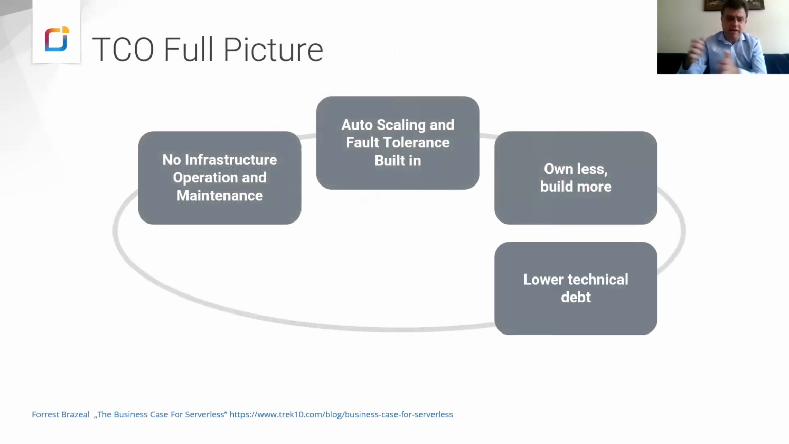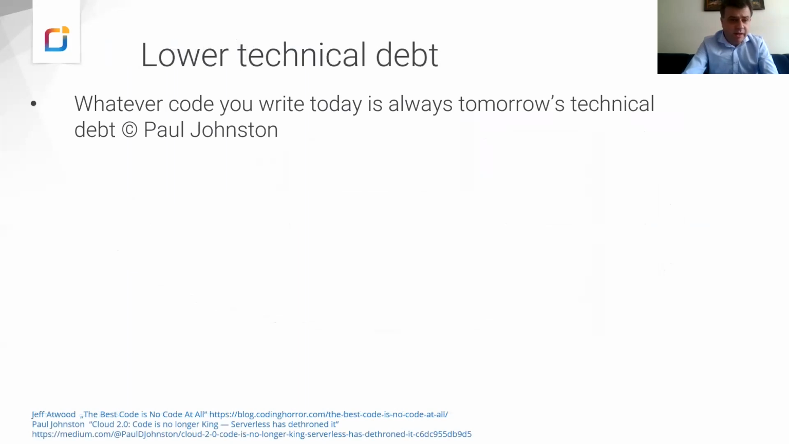Another point is, and we just talked about technical debt. With serverless, you lower technical debt, and I like this quote from Paul Johnston, who is known in the serverless space: whatever code you write today will be your tomorrow's technical debt. So ask yourself, look at your code from one year ago, and you will say, oh no, I don't want to write this anymore. That's totally logical because you are more experienced. You have learned a lot, but do we have time to do things twice and touch our old code?